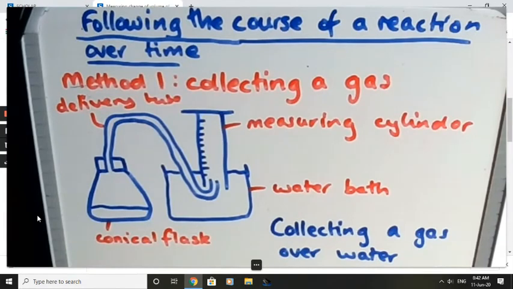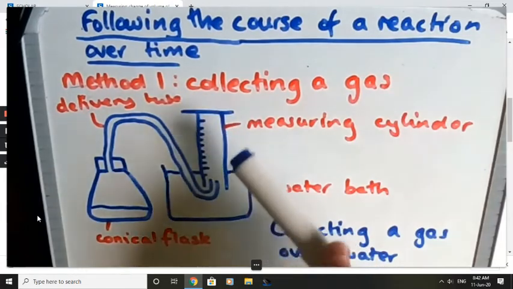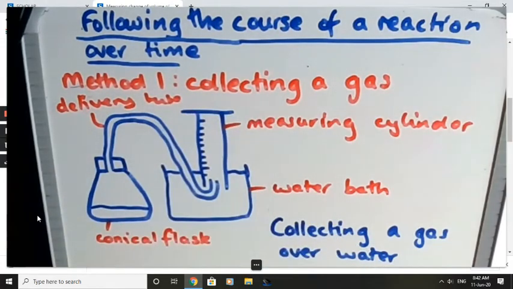The one problem with this method is that it would not work if you have a gas that dissolves in water. So some gases do dissolve in water, and if you have a gas that dissolves in water, then this method is not going to be suitable. And that's one of the main reasons why we would use the next method that I'm going to show you, which is using a gas syringe. Another slight problem with this is that it can be a little bit difficult to read the scale on the measuring cylinder because the measuring cylinder is upside down. So that's another reason why the gas syringe can be helpful.